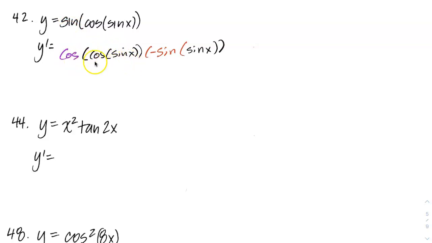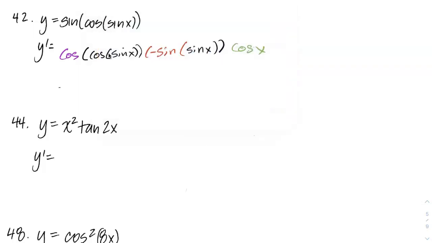This is the chain rule, so take the derivative of the outside, derivative of cosine is negative sine, leave the inside alone. Times the derivative of the inside. The derivative of my inside here is cosine. So that's all my answer. All of that. I can make it a little nicer. I think not really. I mean, I put the negative on the outside. That's basically all we can do.